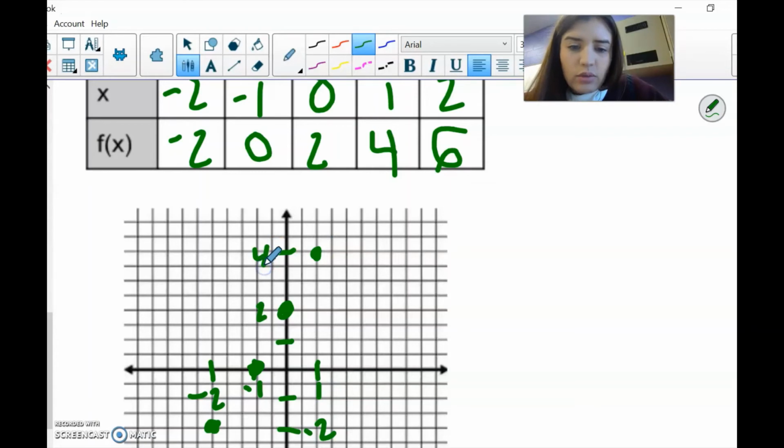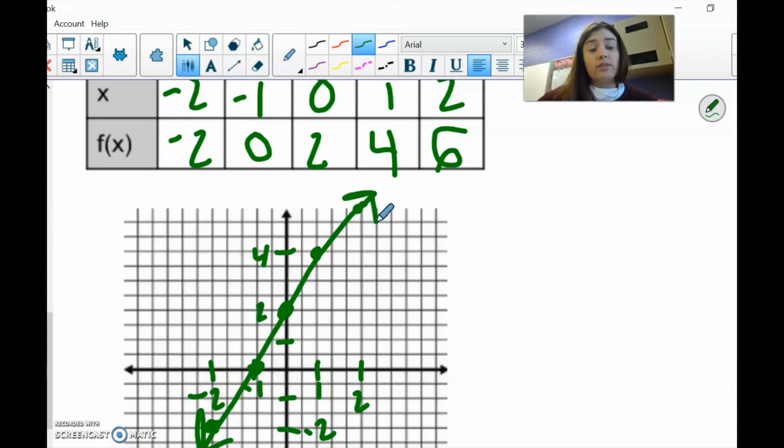We'll say that as 4. And then over here at 2, we are at 6, so that is up here, and then we draw our line. And that is all you have to do for graphs. So when you get to the quiz, all you have to do is make a table and then check to make sure that the graph is the correct one.